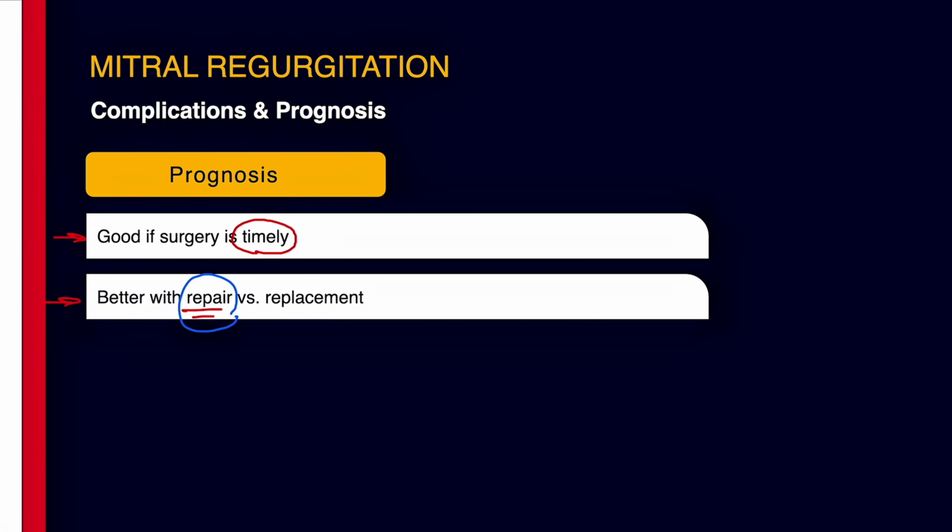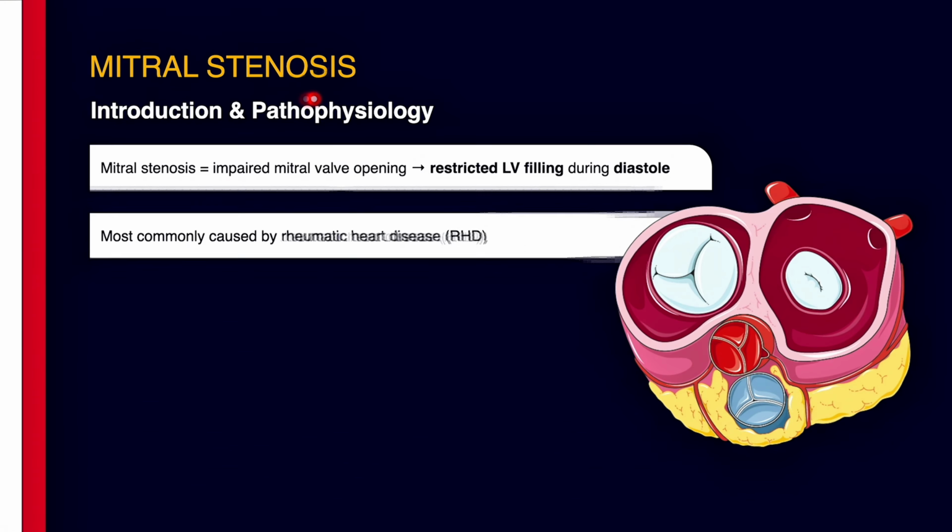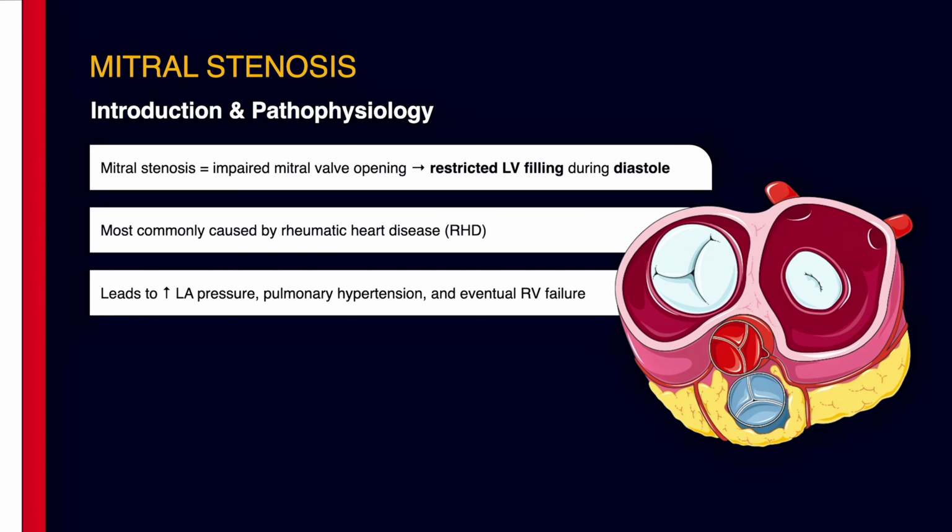All right, so now let's move into mitral stenosis, or MS. Step 1 loves to test it. Mitral stenosis means the mitral valve doesn't open properly during diastole. So blood flow from the left atrium to the left ventricle is restricted. Okay? The most common cause by far is rheumatic heart disease.